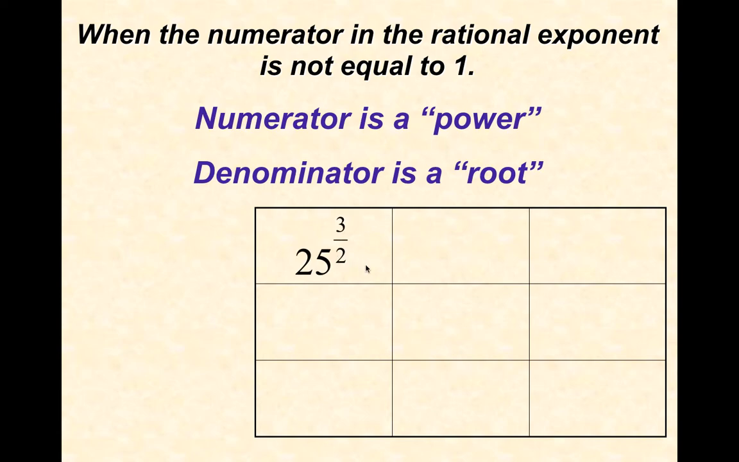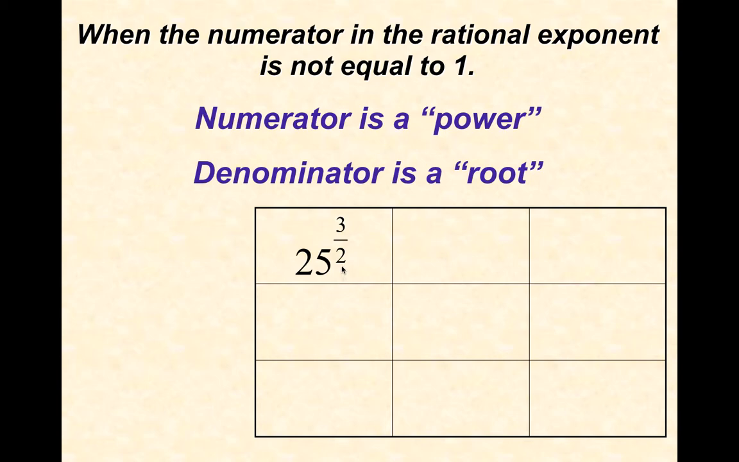25 to the 3/2 power. The numerator, I'm going to consider a power, for the lack of a better term, just so you guys understand what's happening here. The numerator is the power we're going to raise the whole expression to. So this whole thing is being raised to the third power. The denominator is the root. So this is a second root, a square root.